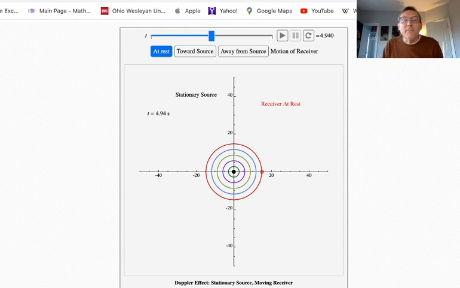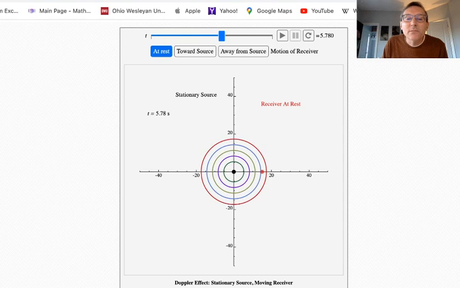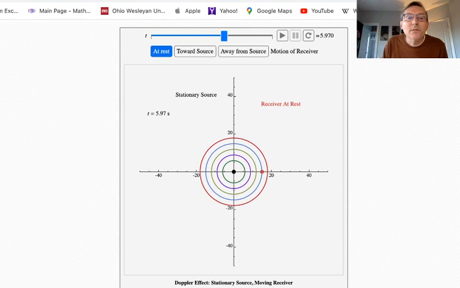Okay? Now let me slide the time slider until the next wavefront impinges on the receiver. And let's see how much time has elapsed. Looks like it's 1 second, isn't it? So the time interval between 2 successive wave fronts is 1 second. That's the period of that wave.